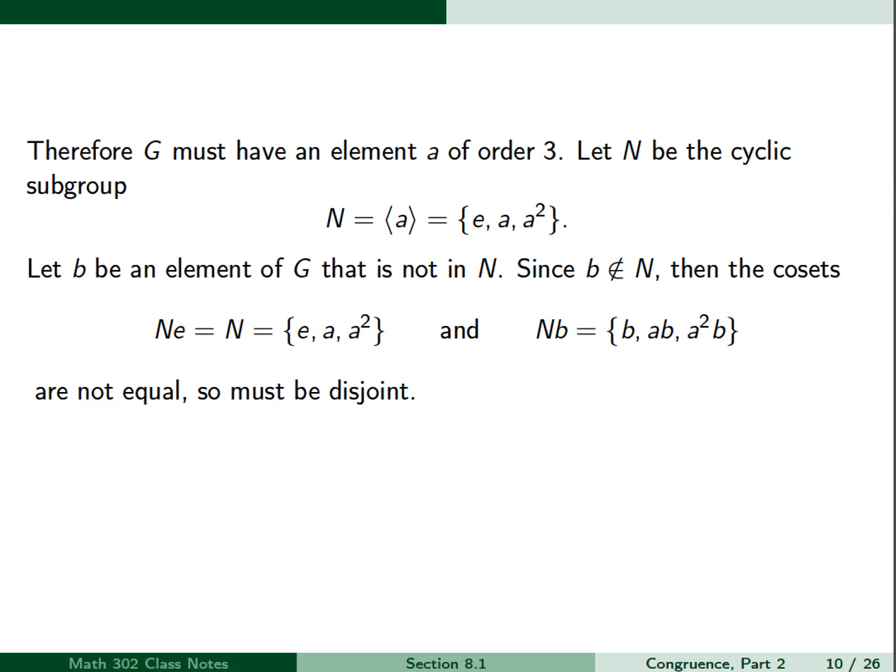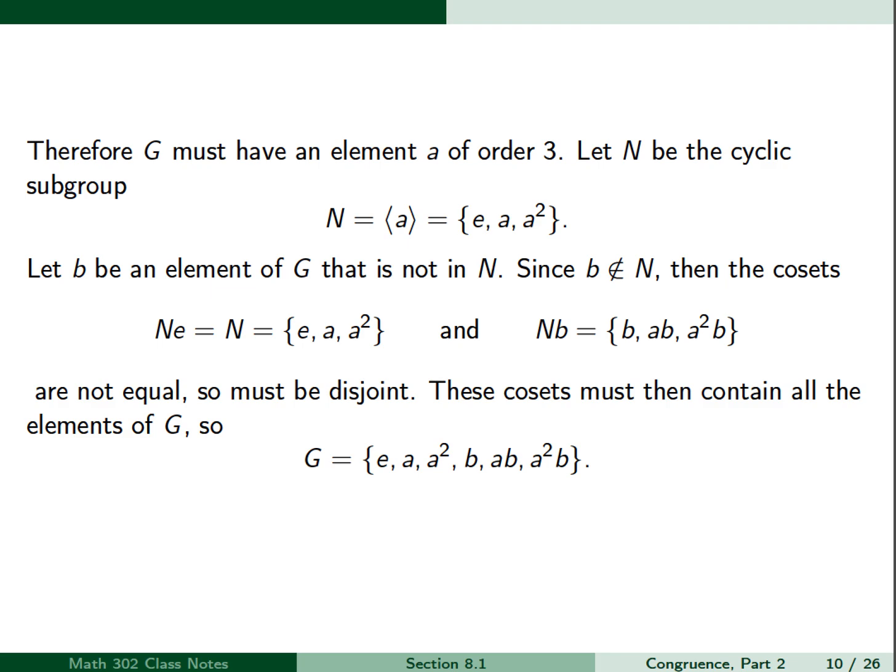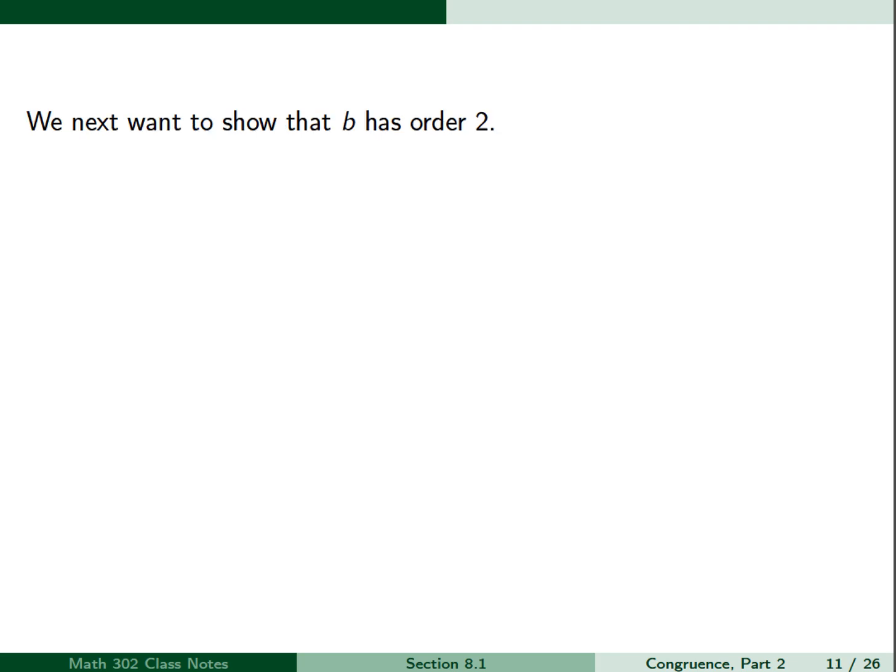So this gives us 6 elements in our group G, which only has 6 elements. So these cosets must contain all the elements of G, so we can write out G will be E, A, A squared, B, AB, A squared B. These are all the elements of our group G. Now we next want to show that the element B has order 2. To show this, we'll use another proof by contradiction.